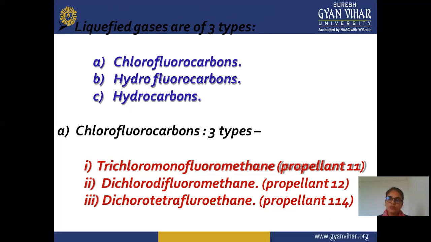The third type is propellant 114. This is the third type of chlorofluorocarbon, dichlorotetrafluoroethane, which is also known as propellant 114. So these are the three types of chlorofluorocarbon which come in the category of liquefied gases.